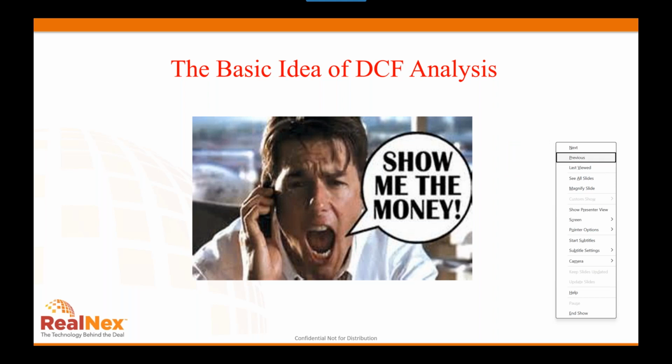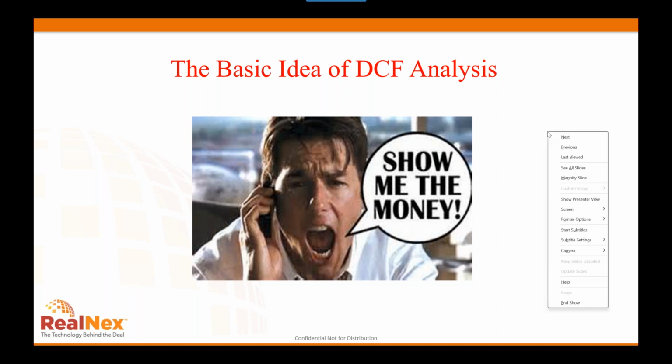Not sure why my down arrow is not working like it should be.